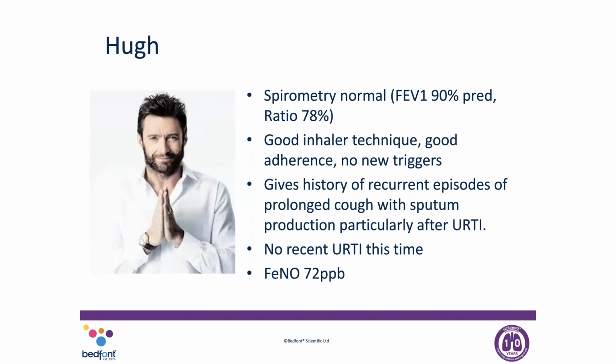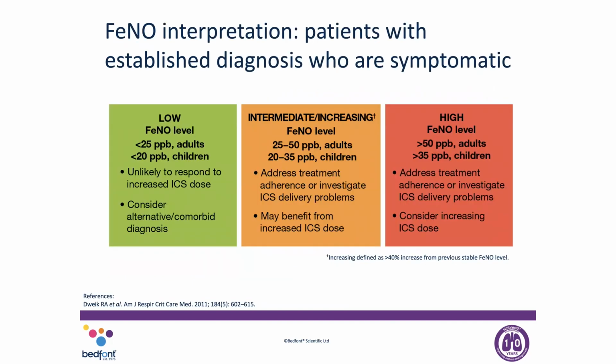And when you measure his FeNO, it is 72 parts per billion. So what does that mean? In patients with established disease, FeNO is really useful. And I find these 3 categories really useful.